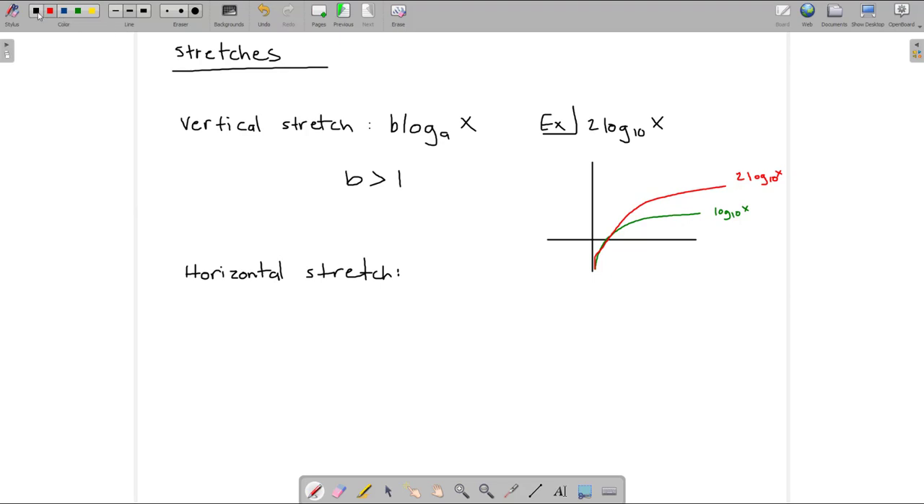Alright, and so for horizontal stretches, very similar. You'll have some constant on the outside, b times log base a of x, but here we'll have b less than 1, but we'll take it positive still, because remember, if we make it negative, that's a reflection instead. So we'll take positive values less than 1. So again, I'll draw the graph of log base 10 of x, something like that.